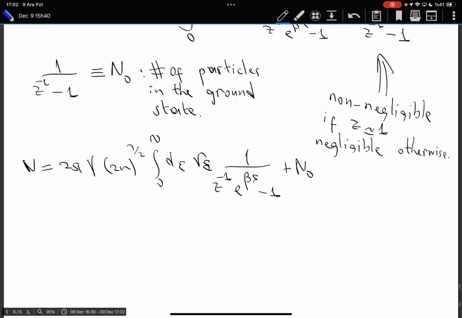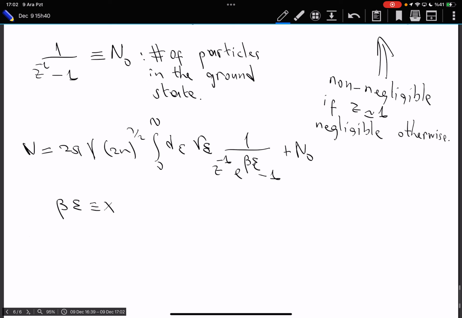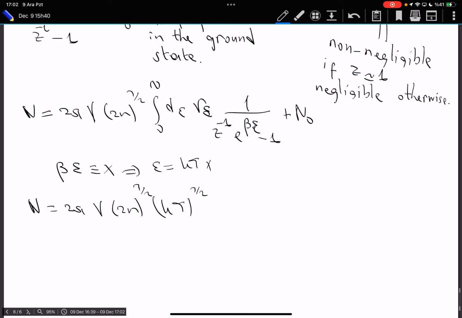Let me make a change of variables. Let me call beta epsilon to be x. Then the number of particles becomes kT to the power 3 halves, integral from 0 to infinity dx square root of x divided by z inverse e to the power x minus 1, plus N0.